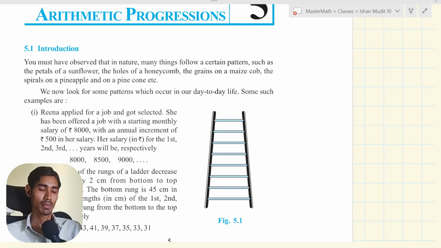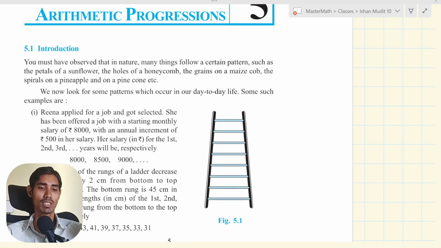So the first example is, Reena applies for a job and she gets selected, and she starts with a monthly salary of 8,000. I don't know, this book was printed maybe 10-15 years ago, and that's what they paid then. So they started with 8,000, and then an increment of 500 every year. So 8,000, second year it would be 8,500, third year it would be 9,000. This is how this sequence of numbers, the terms, continue.